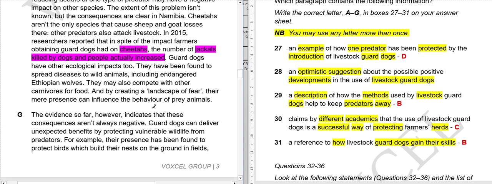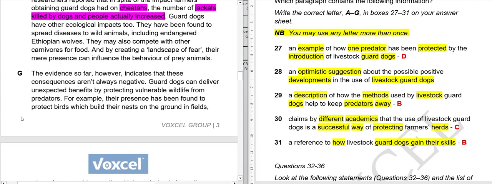Guard dogs have other ecological impacts too. They have been found to spread diseases to wild animals, including endangered Ethiopian wolves. They may also compete with other carnivores for food, and by creating a landscape of fear, their mere presence can influence the behavior of prey animals. So nothing optimistic, everything is a concern or negative. So this cannot be our answer of optimistic suggestion.